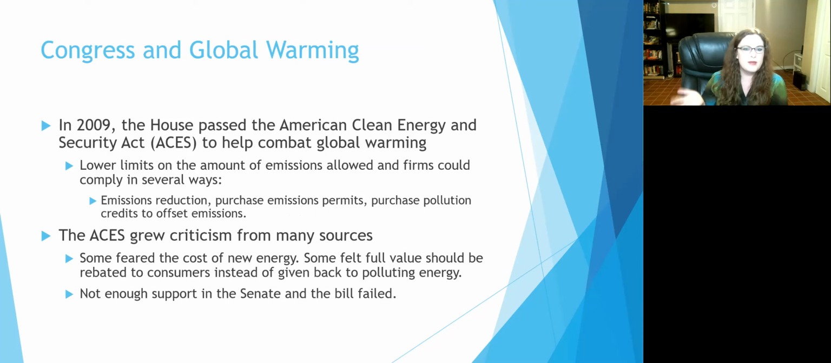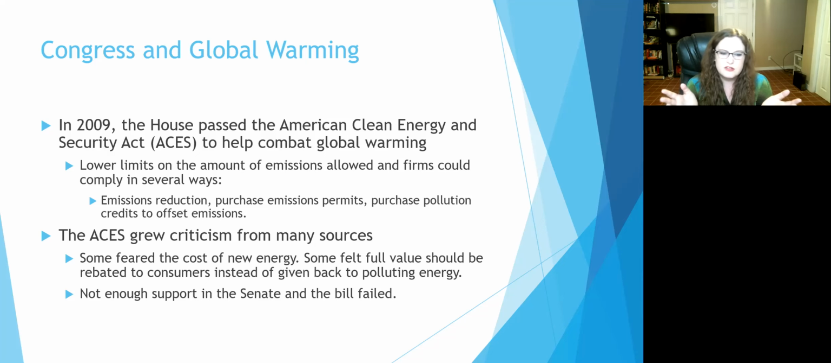It was supposed to help combat global warming by lowering the limit on the amount of emissions that firms could produce. And they were going to give firms lots of different options. They could either reduce their emissions themselves, or they could purchase emissions permits from other people and trade them amongst themselves, or they could purchase pollution credits, where they pay the government or some sort of entity to offset their emissions. So they kind of pay a fine for it. They have lots of different options available to them.